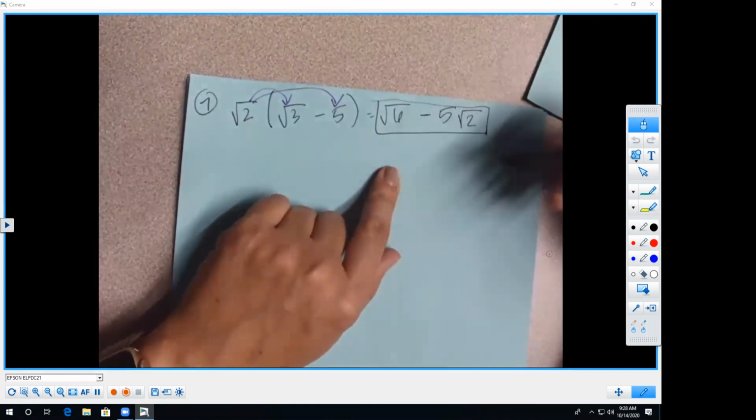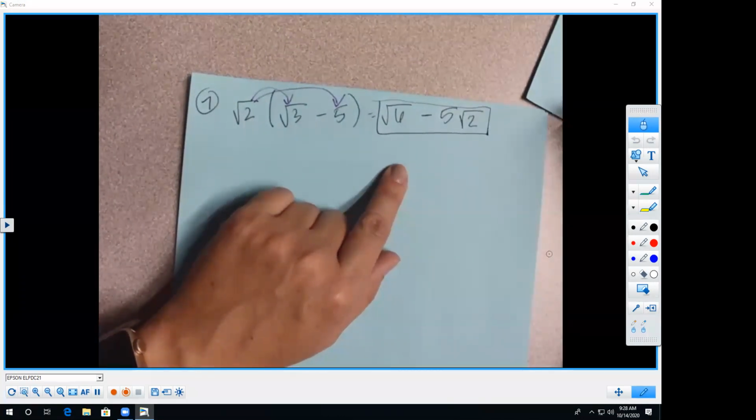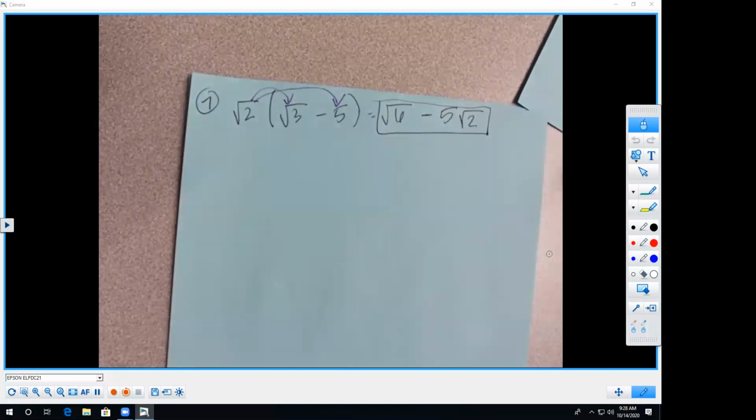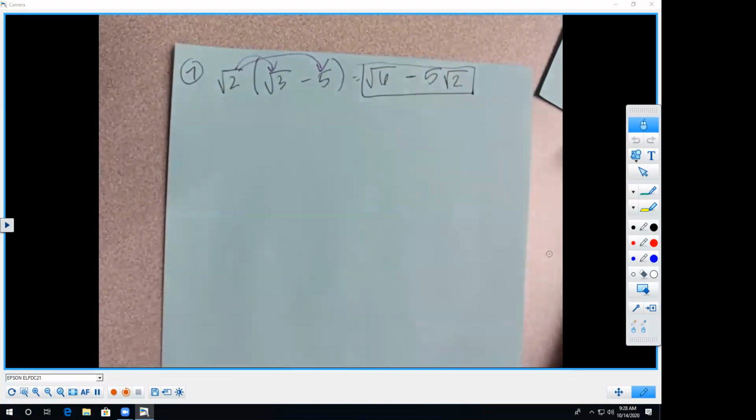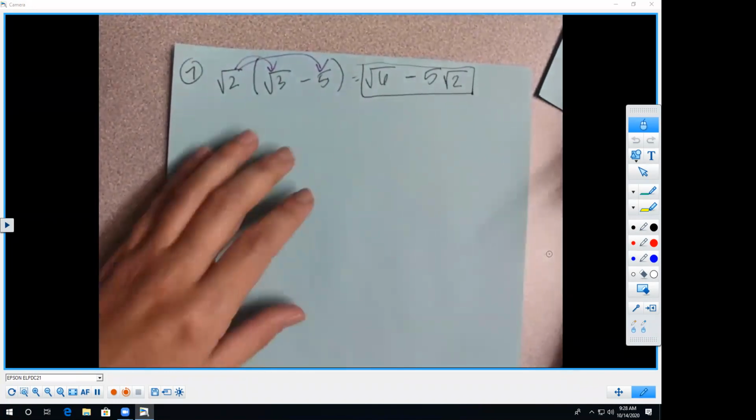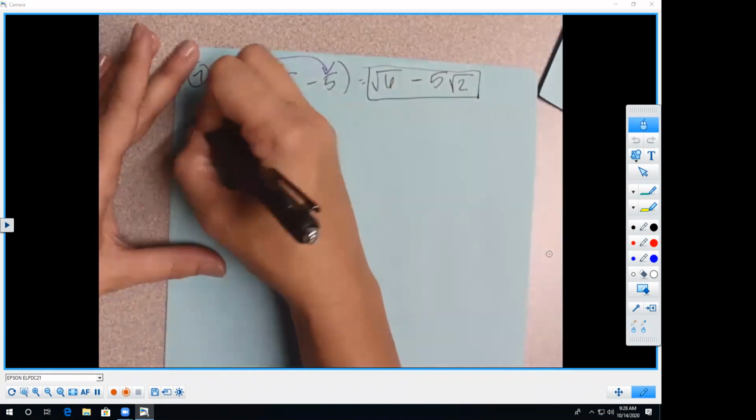90% of the time, there's not much to do at this point. Every once in a while, you can add things together, but usually that's your answer once you get to this point. You'll see the problems when you're able to add things together. We'll do a few of those. Okay, let's do another one.